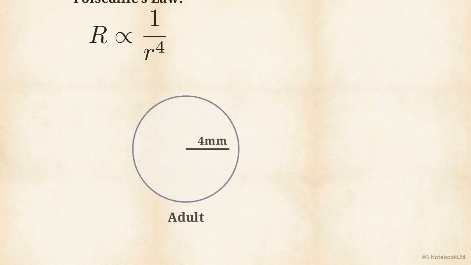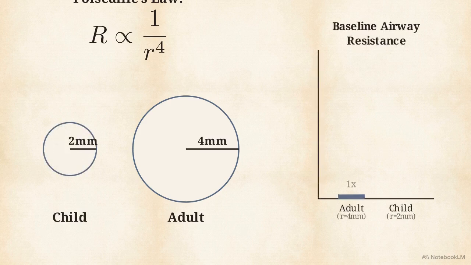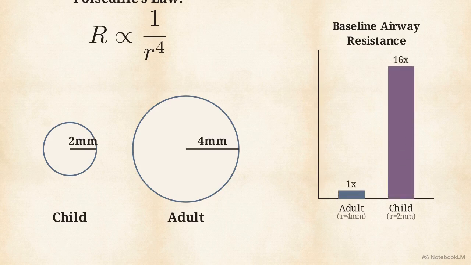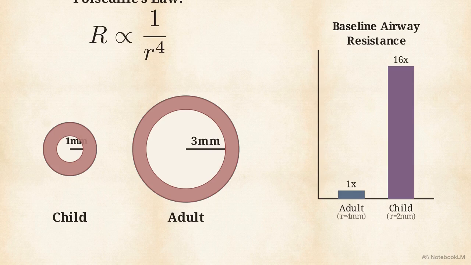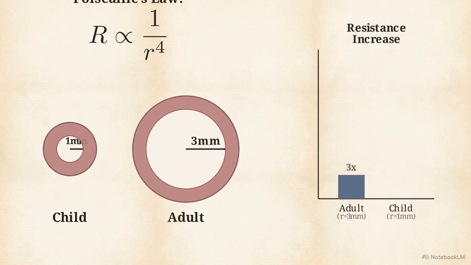Airway resistance is inversely proportional to the fourth power of the radius. Because an adult has a 4 mm subglottic radius and a child has a 2 mm radius, the child's baseline resistance is 16 times higher before any disease even begins. Adding exactly 1 mm of inflammatory edema to both demonstrates the child's vulnerability. The adult's resistance increases threefold, but the child's radius drops from 2 mm to 1, and their resistance increases 16-fold.